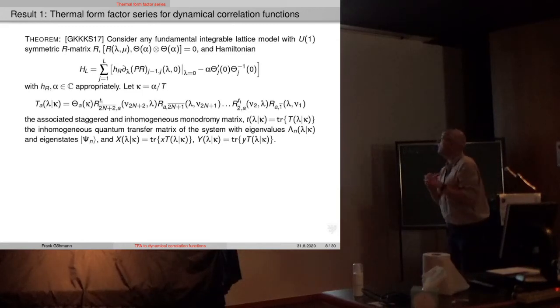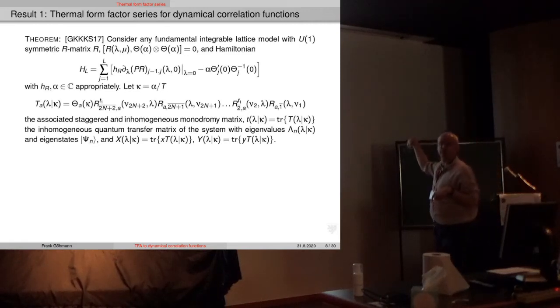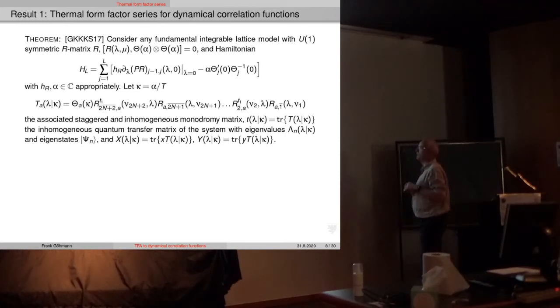So here's the theorem from this paper. Take any fundamental integrable lattice model, which has a symmetric R matrix. So there's some conserved quantity which corresponds to the magnetic field. So the total Sz in the XXZ chain, and alpha is something like the magnetic field. Then there is the staggered matrix, the one from the previous picture. This was the pictorial representation of this object. This is the associated staggered inhomogeneous monodromy matrix. We call the trace of this in auxiliary space A.